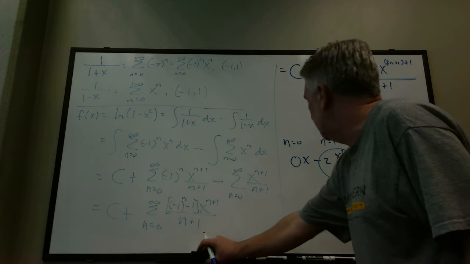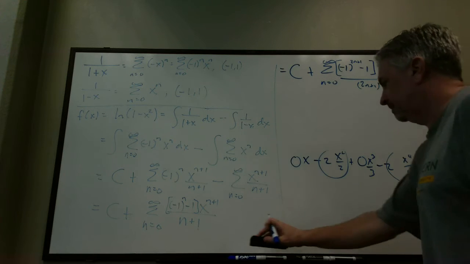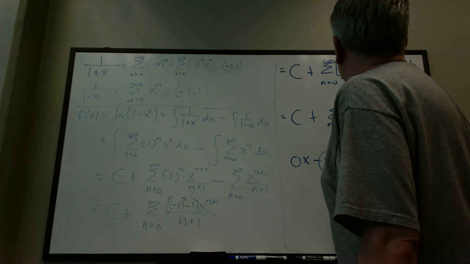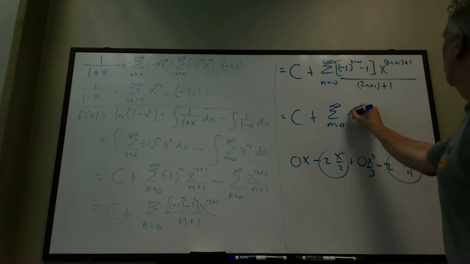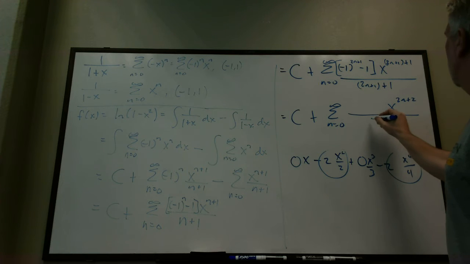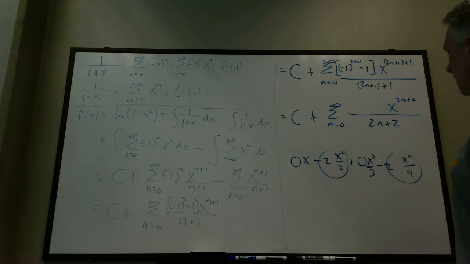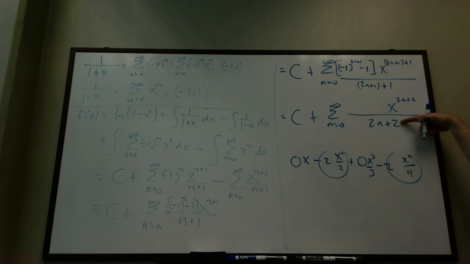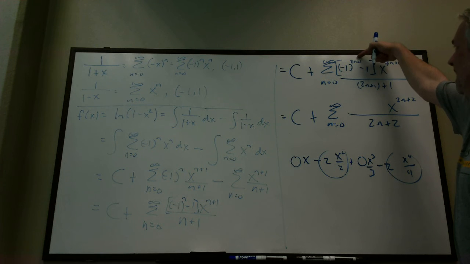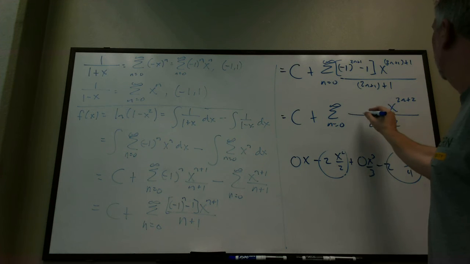Right. So let me simplify that. Here we get x to the 2n plus 2 and 2n plus 2 in the denominator. Notice the power on the x is always even and the number on the bottom is always even, which is what we were trying to get. And 2n plus 1 is always odd, so negative 1 to the 2n plus 1 is always negative 1. Negative 1 minus negative 1 is negative 2.